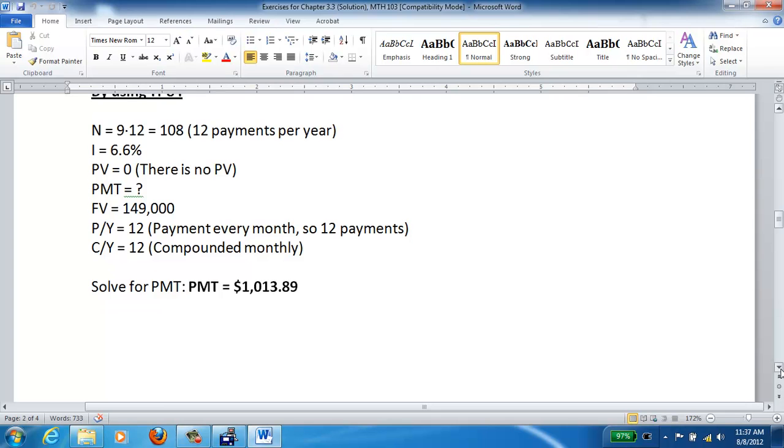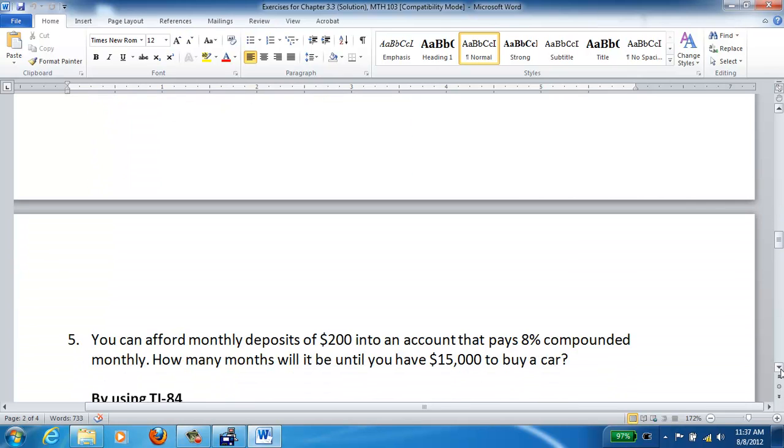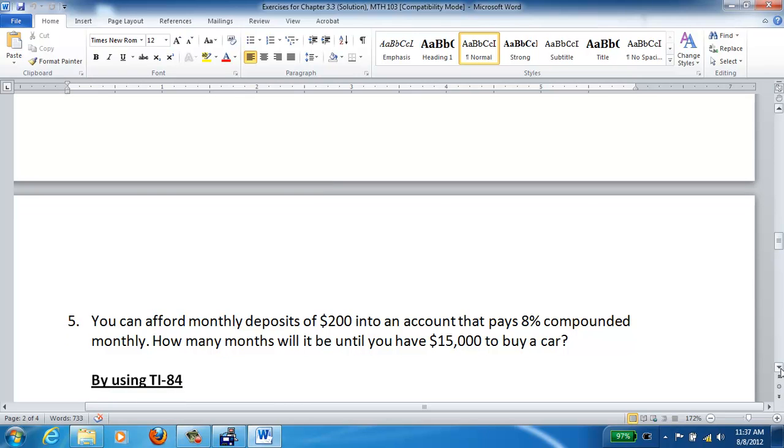So this is the value of the payment. Next problem, you can afford deposits of 200 and now you look for the number of months. Now you have to be careful with the payment and the future value if both of them are given. If both of them are given, this is the same as the present value and the future value, where in the graphing calculator one was positive and the other was negative. It doesn't matter which one.